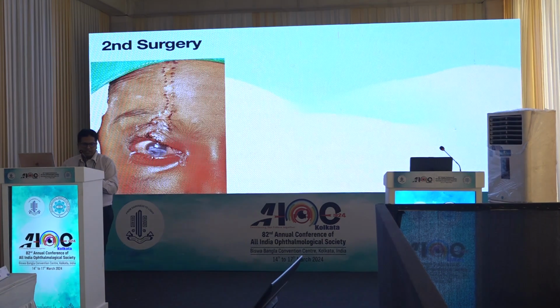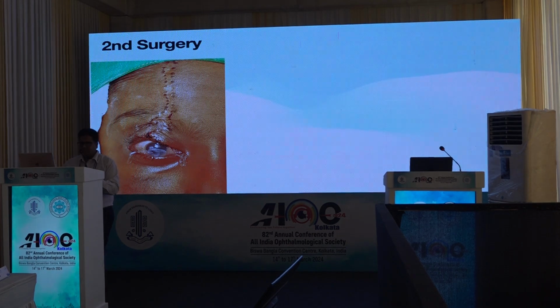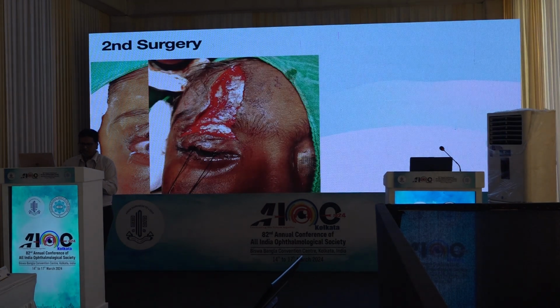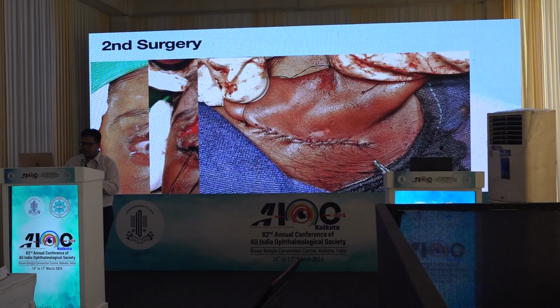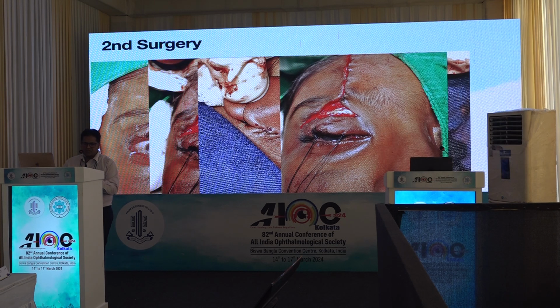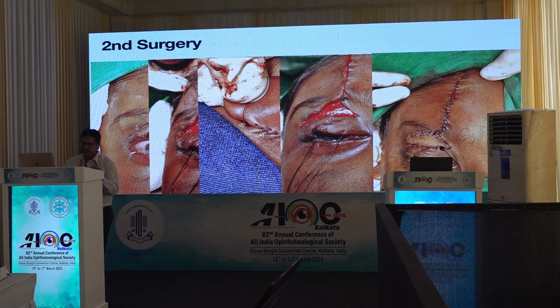So then we went in again for a second surgery, where I excised the whole scar along the forehead and realigned the eyebrows back to where they were. Because it was a forehead flap, we could close it fairly well, but there was still a defect. So we used a post-auricular graft from the other side to close that defect, so that we could finish the anterior lamellar reconstruction.